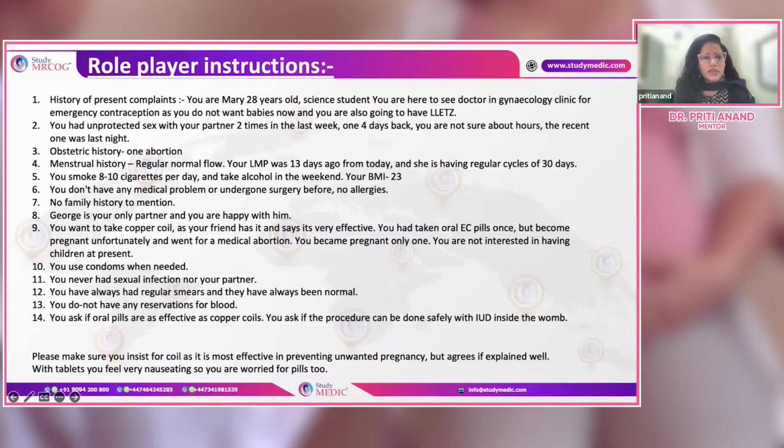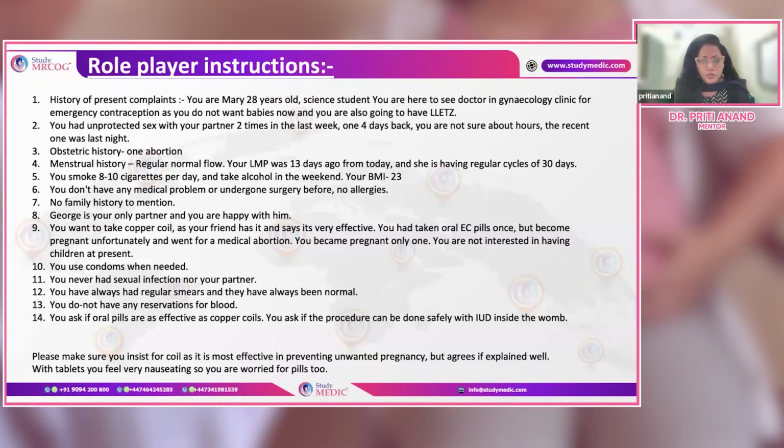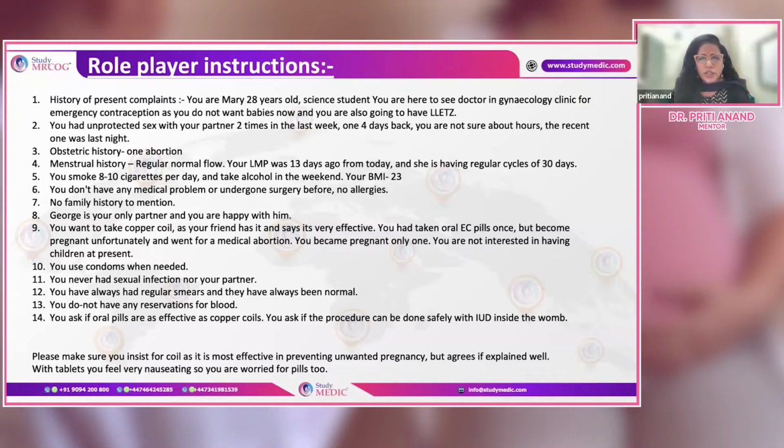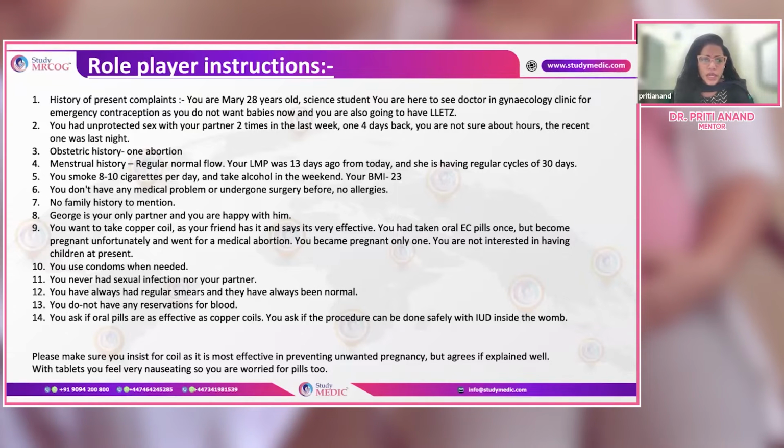She wants a coil, as a friend has told her that it is very effective. She has taken oral pills once and she got pregnant on them, for which she underwent a termination. So she is not looking for the oral pills. Because of this reason, she does not want oral pills, I think so.